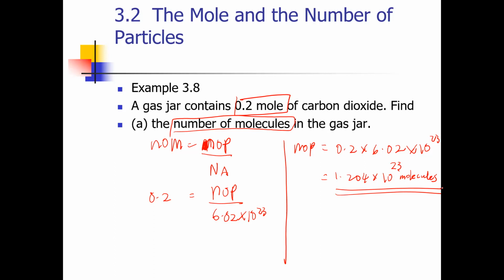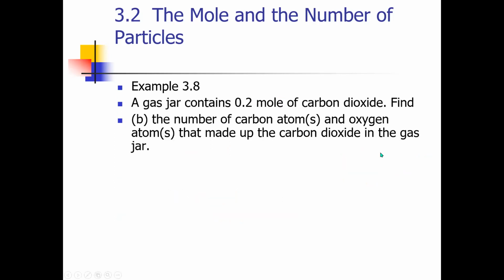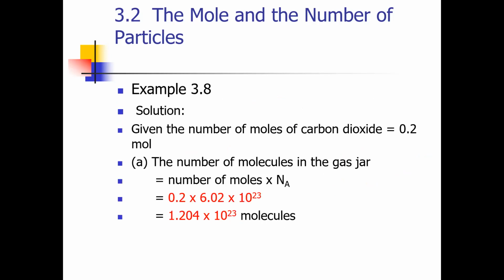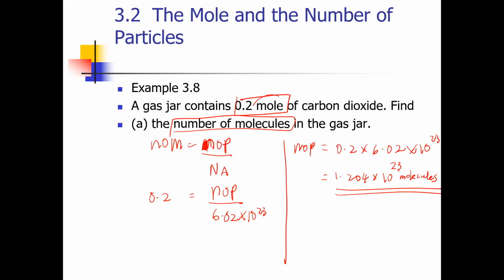Are you following, teacher? Yes, teacher. Yes. All right. Yes, teacher. Okay. Same question. No, cannot. Mole cannot. You cannot use mole because the question gave you mole. Why are you finding for mole again? The question very clearly said, what's the number of molecules?